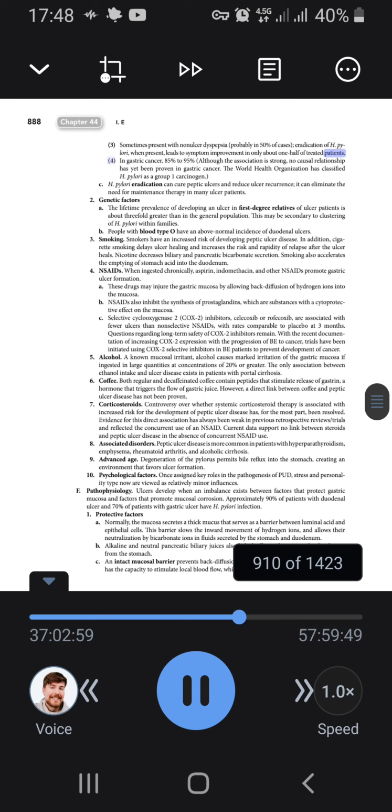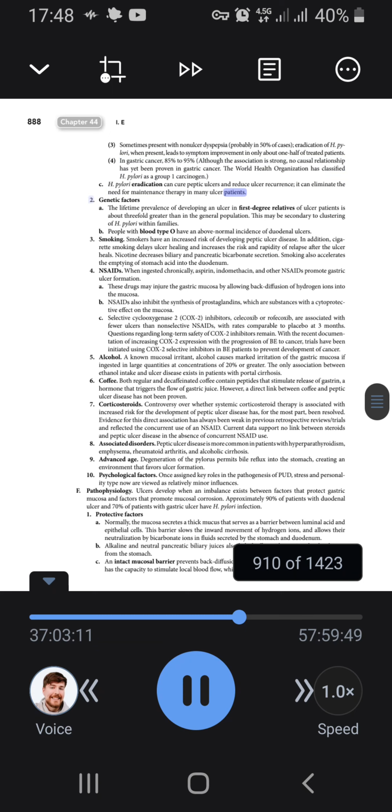4. In gastric cancer, 85% to 95%. Although the association is strong, no causal relationship has yet been proven in gastric cancer. The World Health Organization has classified H. pylori as a Group 1 carcinogen. C. H. pylori eradication can cure peptic ulcers and reduce ulcer recurrence. It can eliminate the need for maintenance therapy in many ulcer patients.